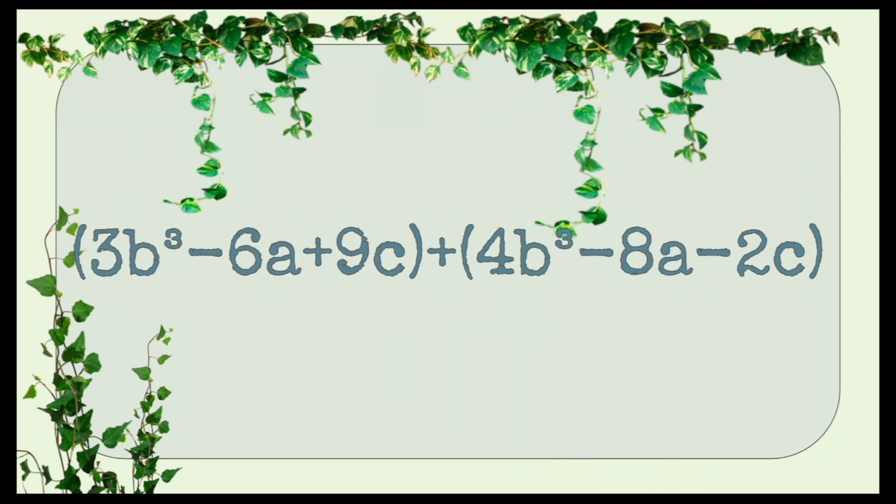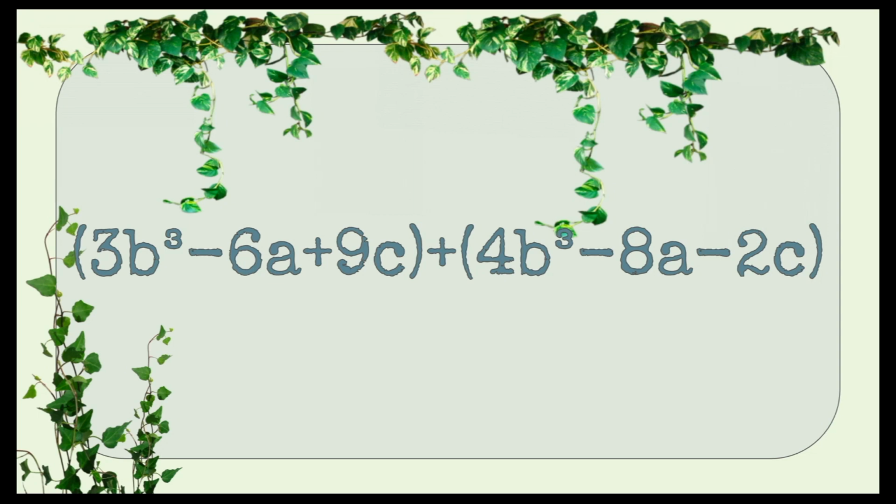Let's take a look at another example. In parentheses, 3b cubed minus 6a plus 9c, plus, in parentheses, 4b cubed minus 8a minus 2c. Again, if you would like to solve this one on your own, please feel free to pause the video. To start, you can release the parentheses and pair up the like terms.